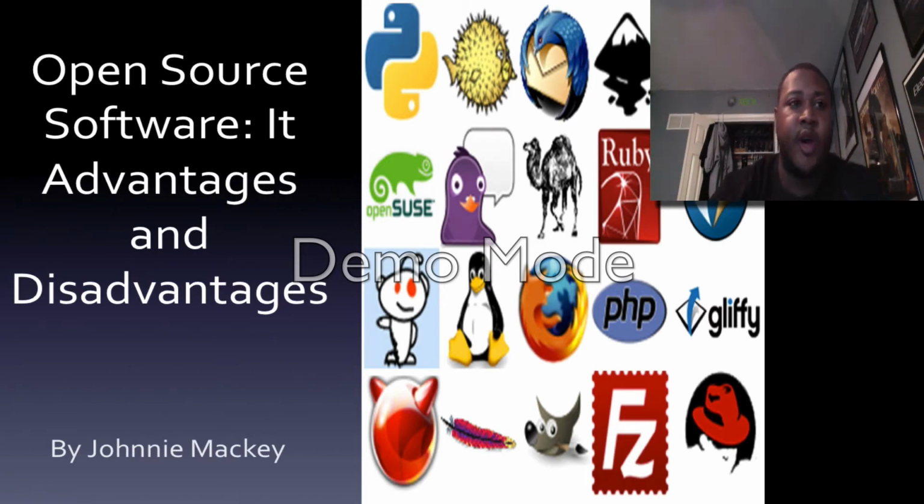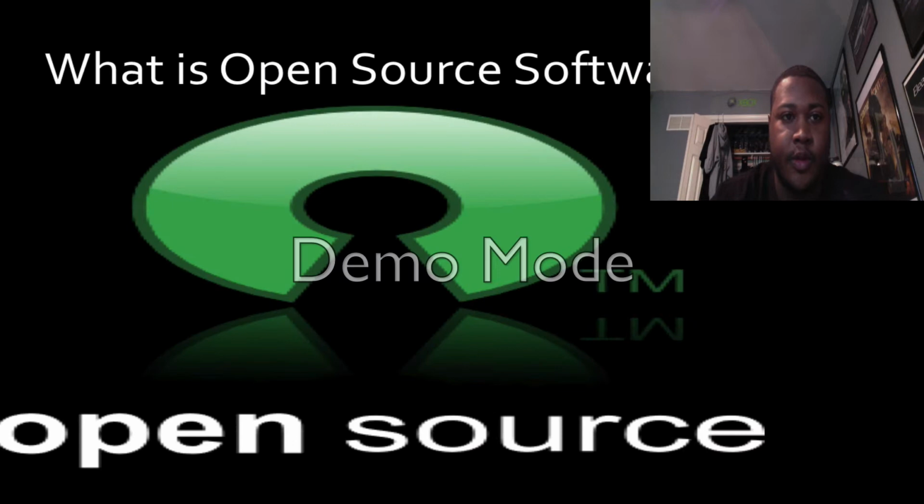Today I'll be talking about open source software, its advantages and disadvantages. What is open source software? Open source software is software that can be freely distributed, and the source code is included to make it.